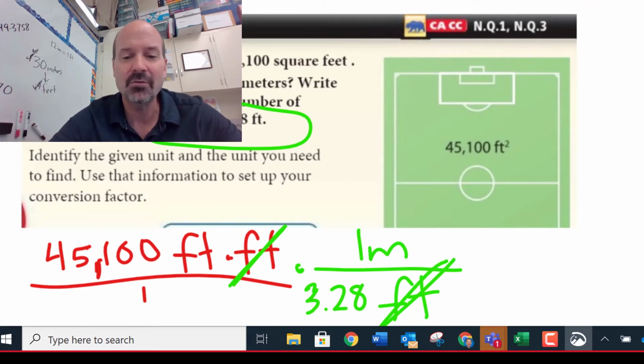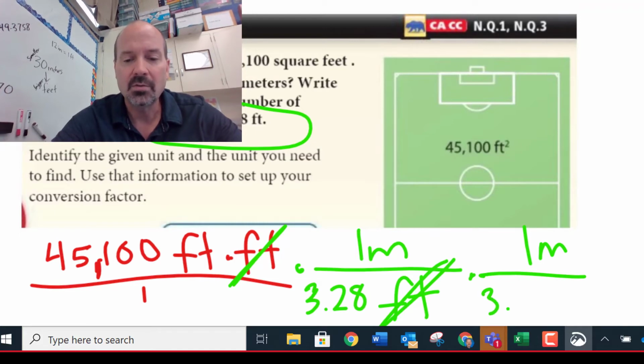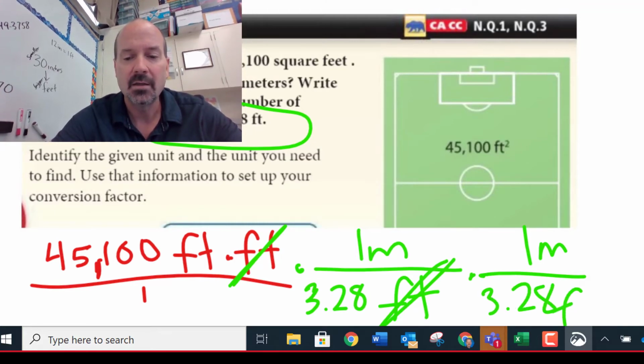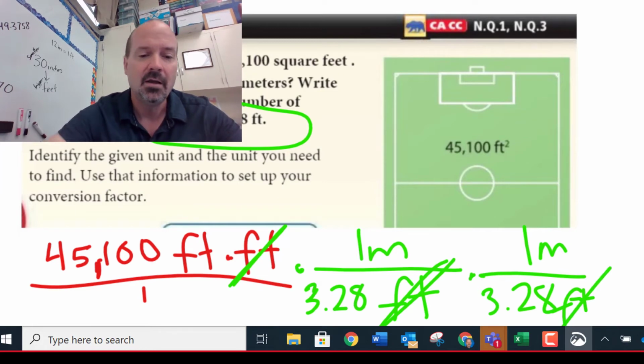And that's the secret for squares. You have to do it twice. So 1 meter over 3.28 feet. And now that cancels again. Cross out the feet, cross out the feet.